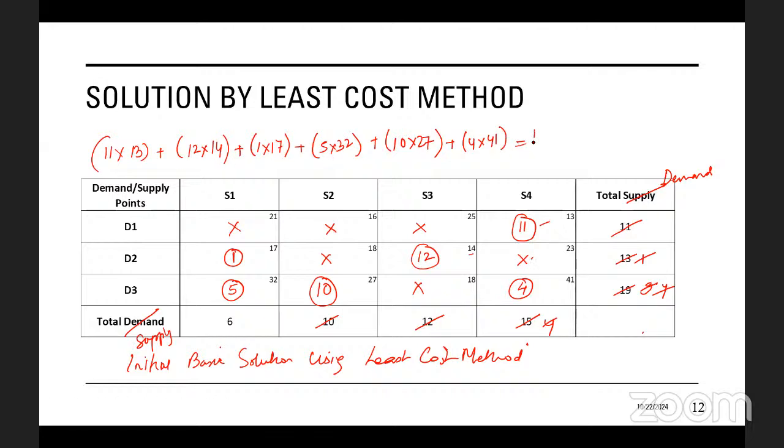So this comes out to be 143 plus 168 plus 17 plus 160 plus 270 plus 164. So this adds up to 312, 472, 489, 689, 759 plus 143 is 902. If I'm not wrong, 902. So this is giving a solution where the initial basic solution is lower than the northwest corner method. This is something that you can just note.